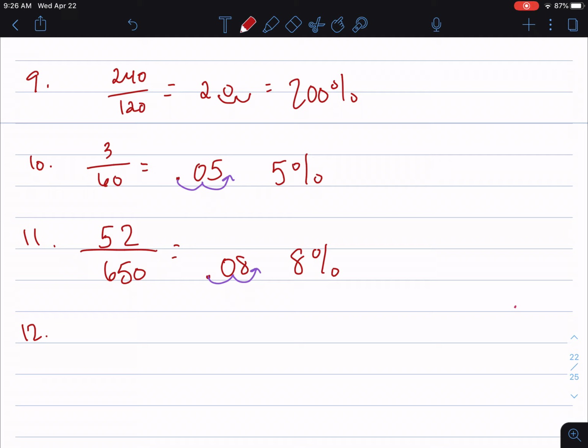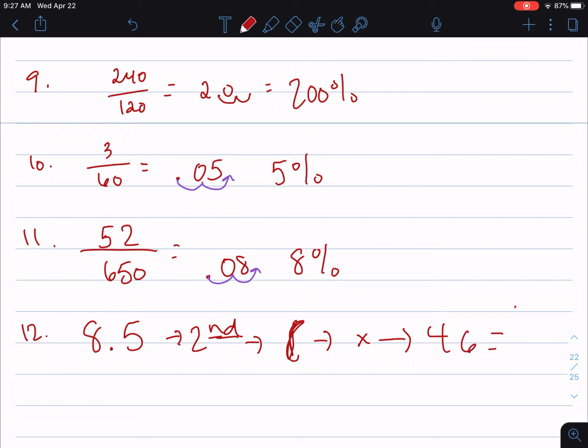Okay, 12. Find 8.5% of $46. So you have a couple of ways you can do that. You could do 8.5% in your calculator, or I would do 8.5 and then hit second, and then hit this parenthesis button, and then multiply, and then 46, and that should get your answer. This is the open parentheses, because over the open parentheses you remember there's that percent. So go ahead and do that, and you should end up with $3.91.